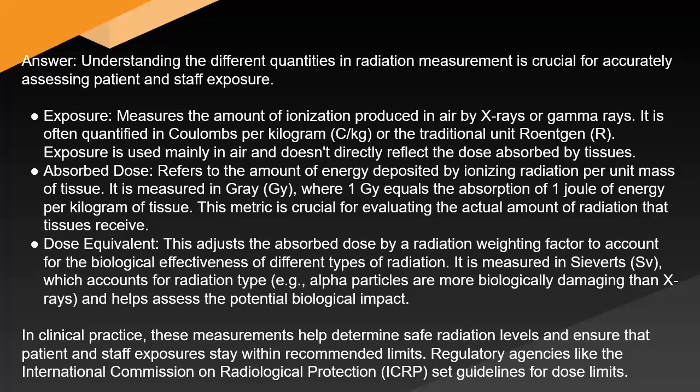Dose equivalent. This adjusts the absorbed dose by a radiation weighting factor to account for the biological effectiveness of different types of radiation. It is measured in sieverts (Sv), which accounts for radiation type, e.g., alpha particles are more biologically damaging than X-rays, and helps assess the potential biological impact. In clinical practice, these measurements help determine safe radiation levels and ensure that patient and staff exposures stay within recommended limits. Regulatory agencies like the International Commission on Radiological Protection (ICRP) set guidelines for dose limits.